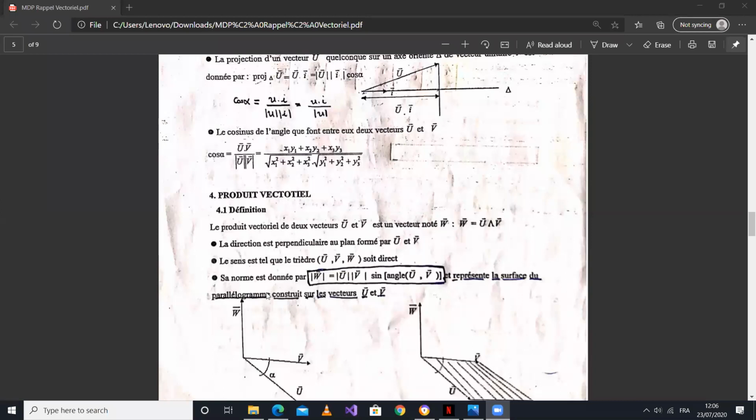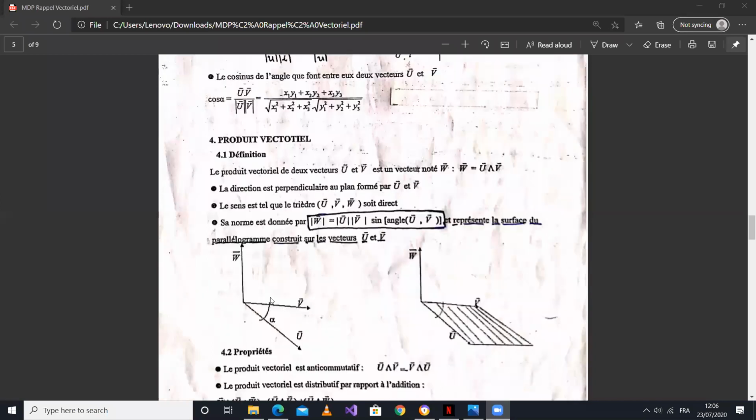As in the example of the figure below here, we have U and we have V and an angle alpha between them. The resulting vector W is perpendicular to both of them. So if U and V belong to the horizontal plane, W is going to be in the vertical plane for it to be perpendicular to both of them. What's important to remember here is that W, the resulting vector from the product vectorial, is going to be perpendicular to both vectors at the same time. Is that clear so far?